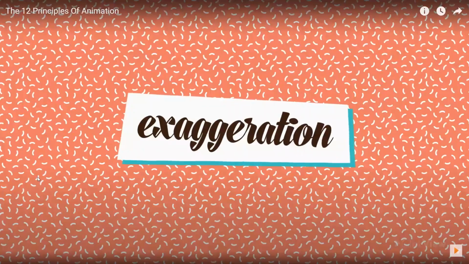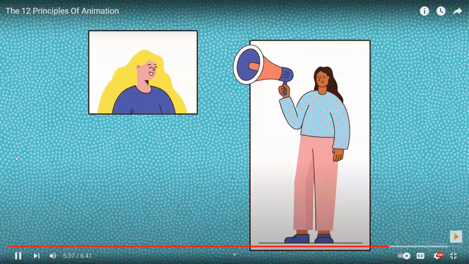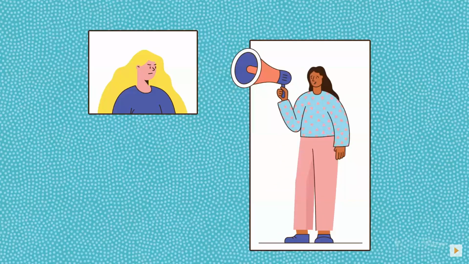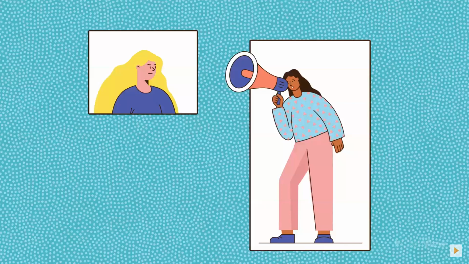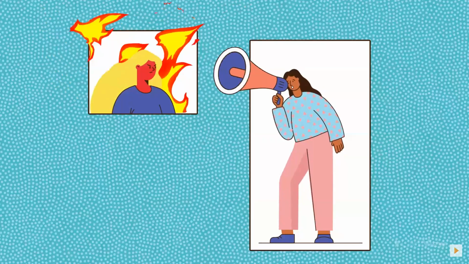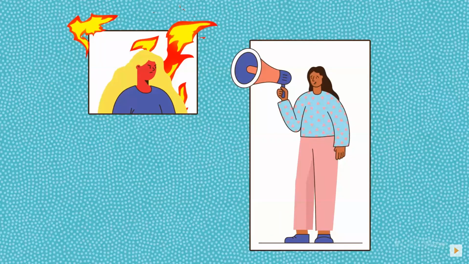Exaggeration. This is a widely used principle and can be applied to any character's reaction, pose, and expression. By using exaggeration, we create a bigger impact on the viewer, and the message we are trying to communicate becomes really evident and more believable.